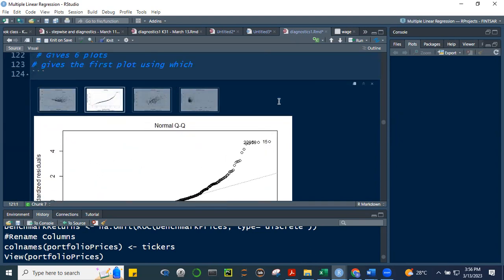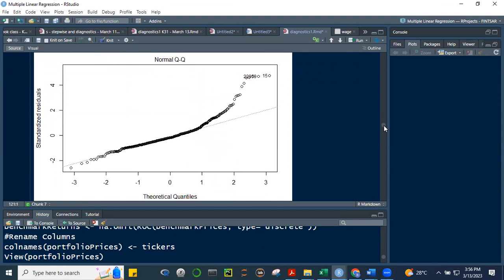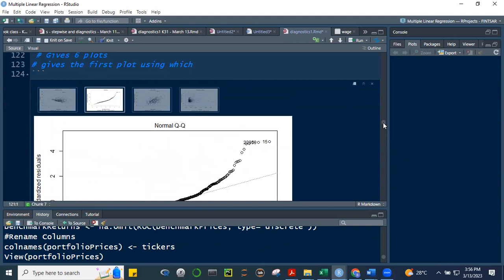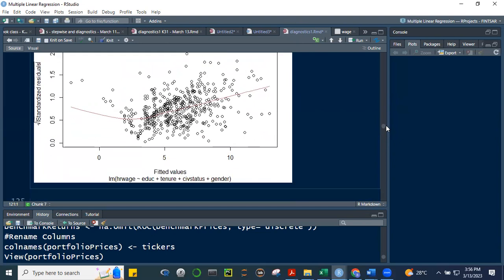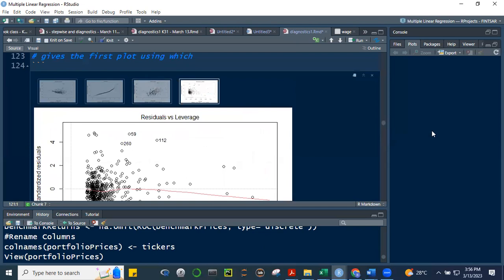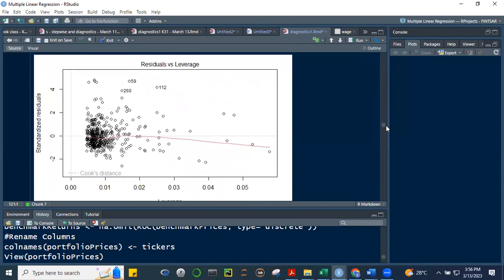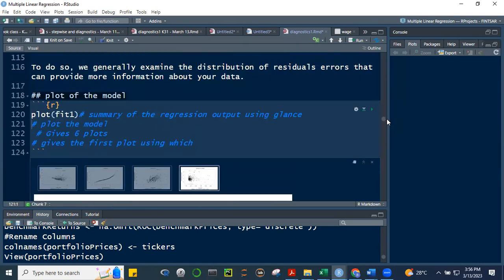Then we also have this, your normal QQ plot, which is the same as the check model. This tells us if our residuals are normally distributed. Then we also have this scale location. It's similar to the check model also: square root of the standardized residuals and the fitted values. And then this last one is your residuals versus leverage, which we don't find in the check model.